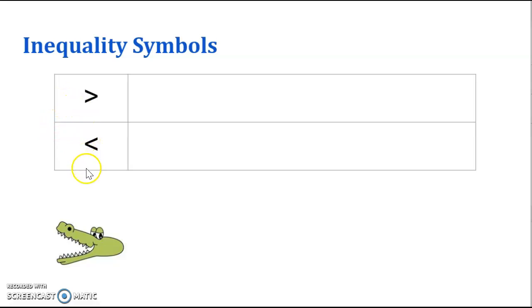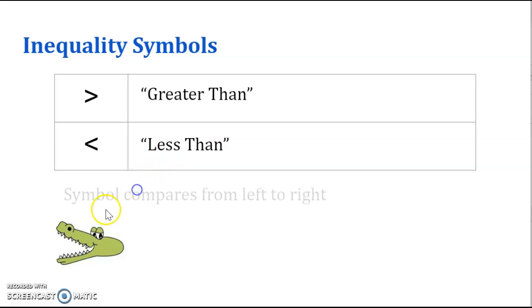When you see the inequality symbol, I want you to think of it as a greedy alligator. The alligator mouth is opening up, and it is always greedy, so it wants to open to the side that is bigger. So the first inequality sign is read as greater than, the second one is read as less than, and the symbol compares from left to right.